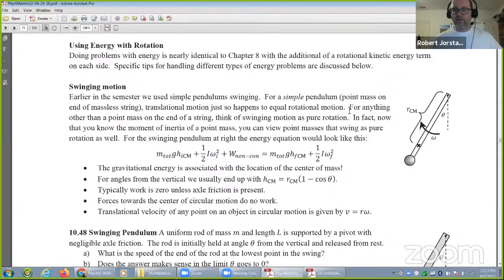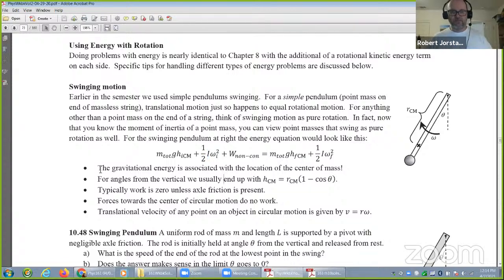So again, earlier in the semester, I was not lying to you. We could model these problems that had a simple pendulum, a ball on the end of a string. You could model that as translational motion exactly. Where this gets tricky is if you have a rod with a mass on it or something other than a point mass on the end of a string. Then we need to use this new equation. So instead of 1/2 mv squared, where v was the speed of a ball at the end of a string, now we have to take into account the entire rotational mass. So we get a 1/2 I omega squared.